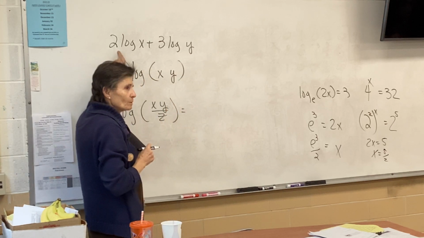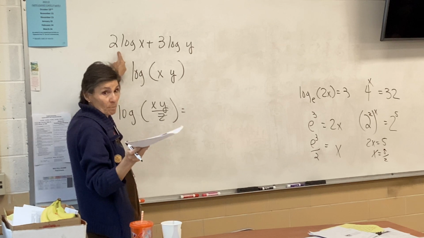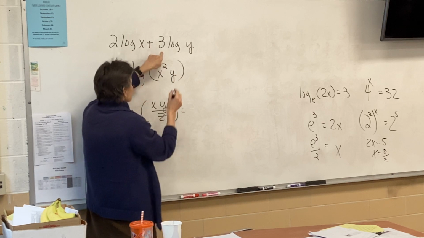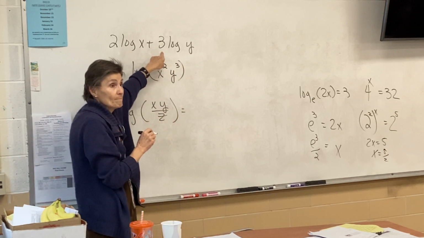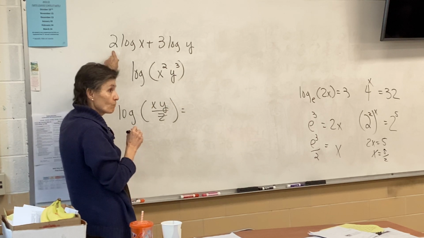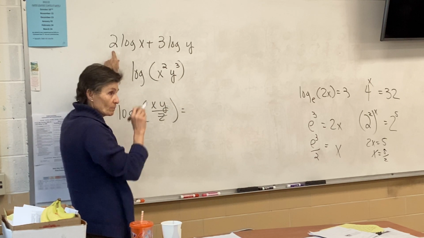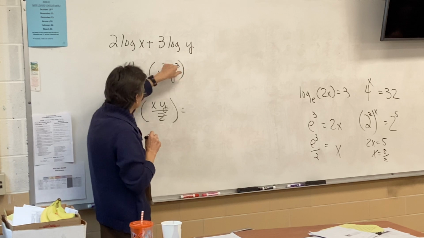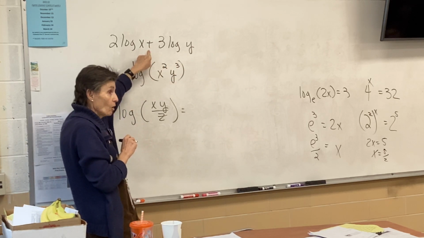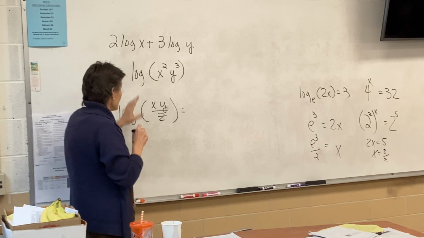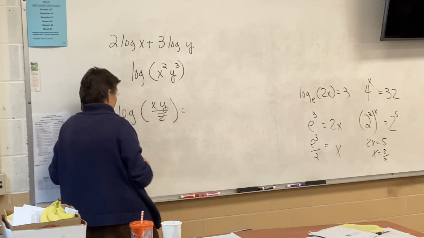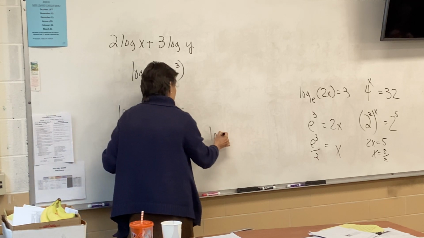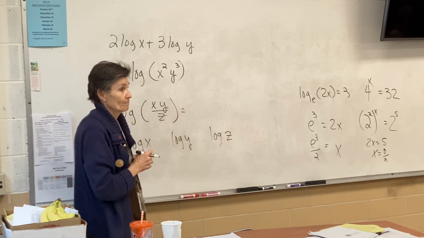Now, what happens to that two? Exponent. That's the exponent on x. And the 3 is the exponent on y. Remember, a number out in front of a logarithm is an exponent. So this is an x squared, and this is a y cubed, and they're gonna get multiplied because their logarithms are added. Now, this is the exact same thing backwards. I'm pulling it apart. So I'm gonna have a log of x, a log of y, and a log of z. You're gonna have a logarithm for each letter, just like up here.